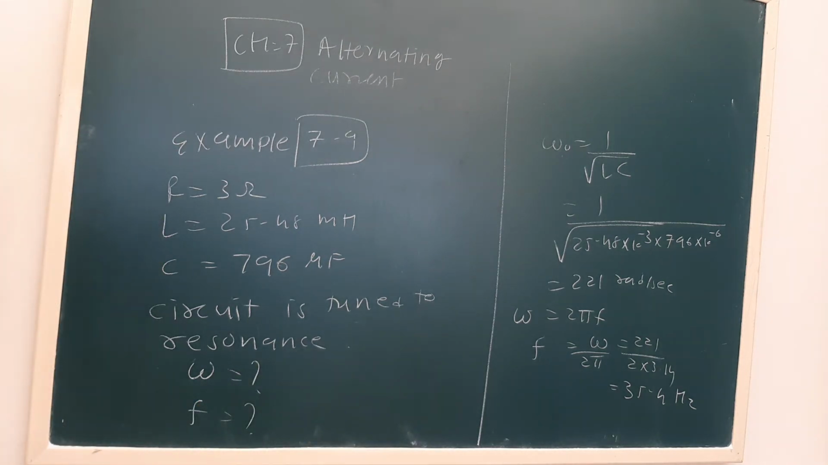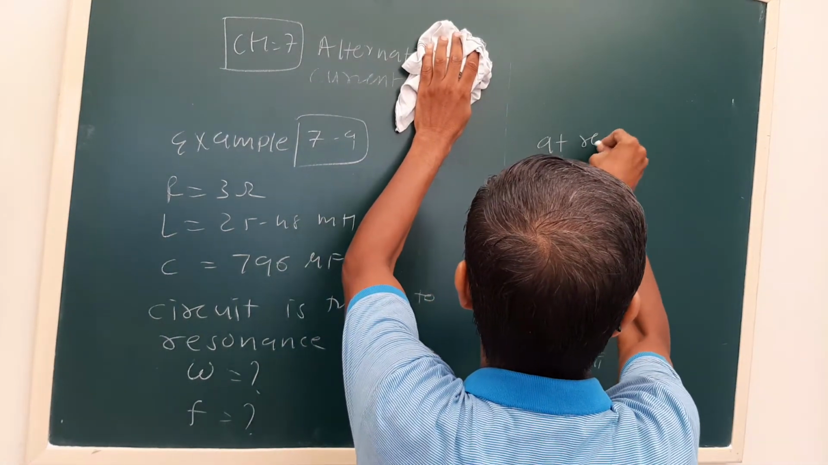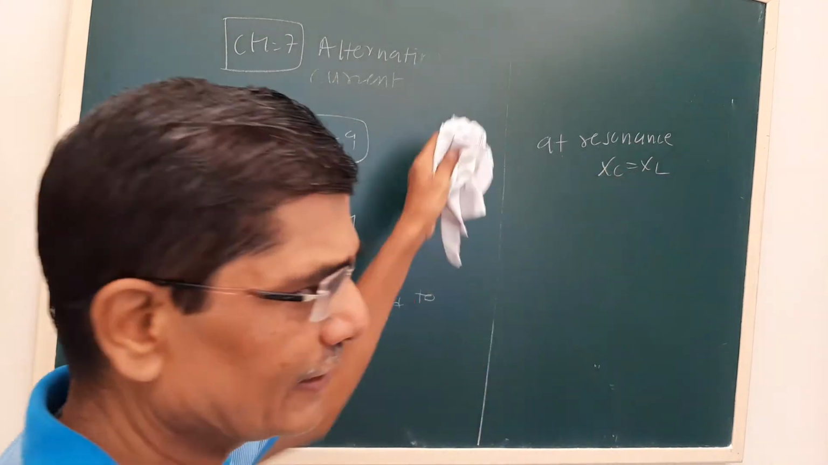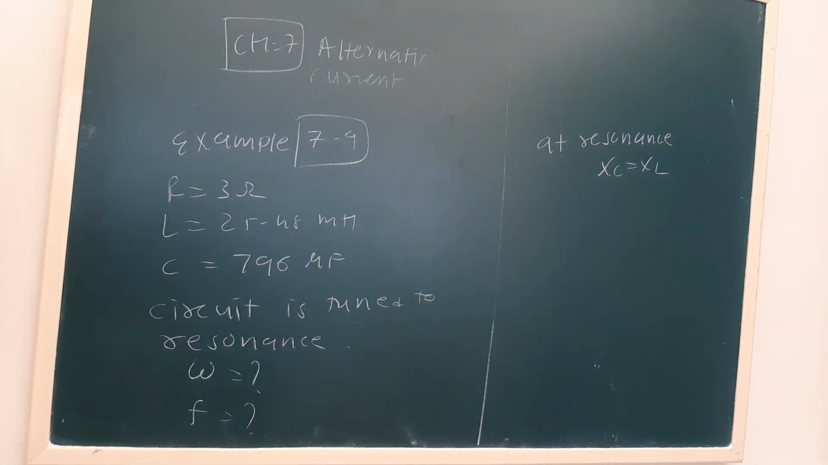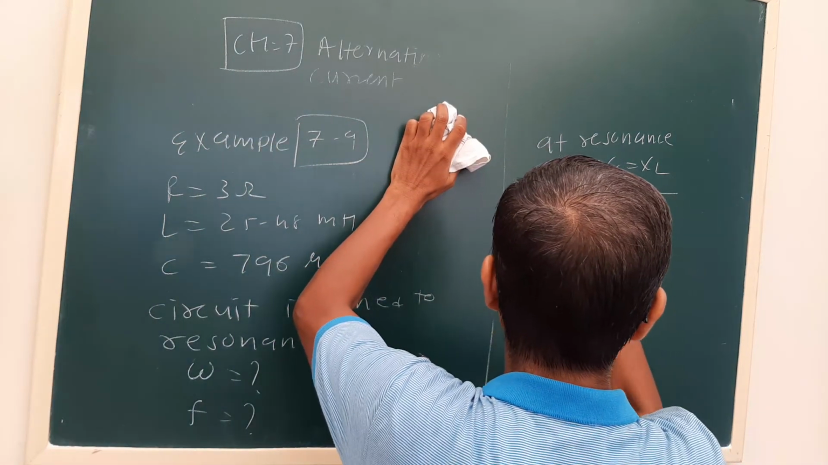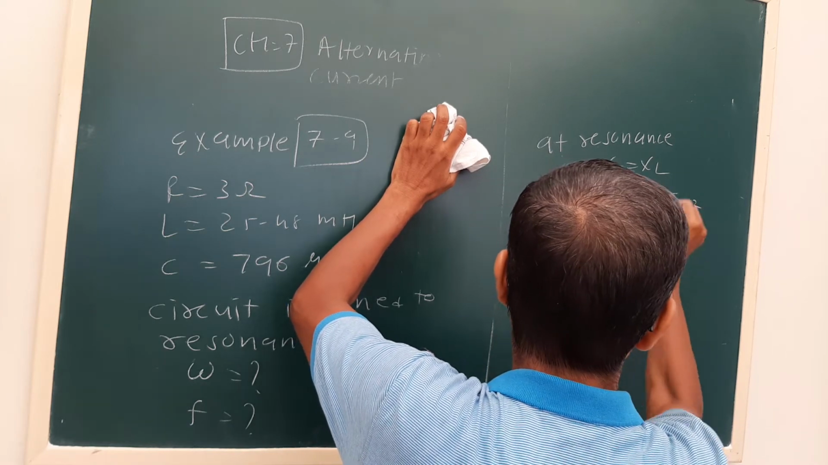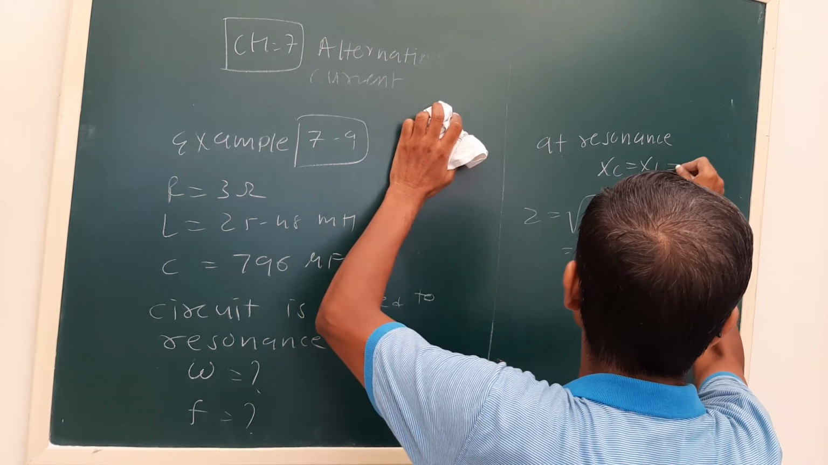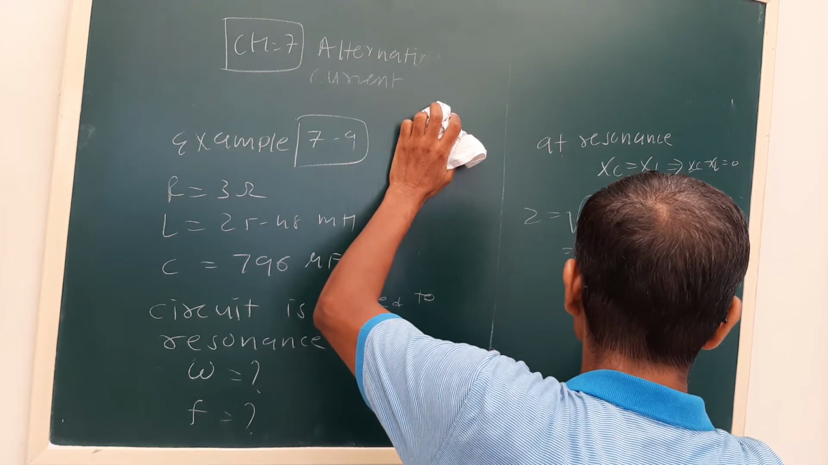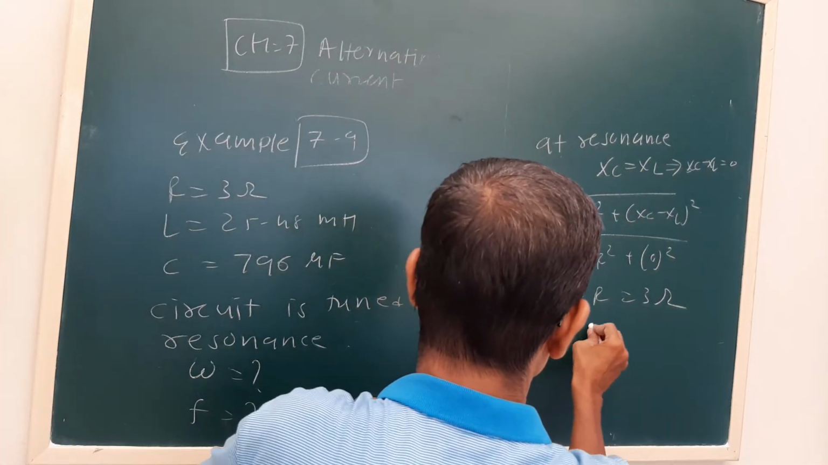Now see, at resonance, XC is equal to XL. That you can easily check, or whenever it is given that it is the condition of series resonance, always XL and XC are equal. Now see, Z will become R, so Z is this. Now power factor is R by Z.